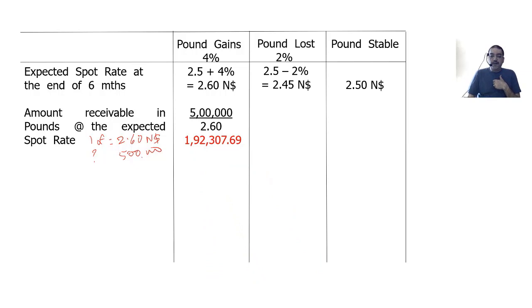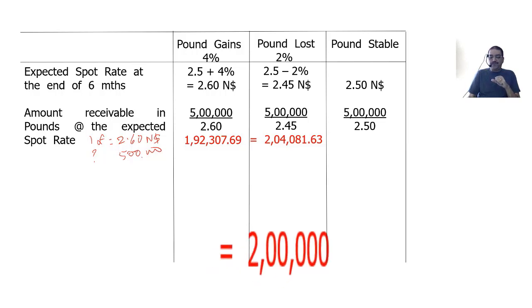So I will get 1,92,307.69. In the same way, in the second case, I will divide 5 lakhs by 2.45, and I'll get the amount as 2,04,081.63. And for the third one, I divide 5 lakhs by 2.5, and I'll get exactly 2 lakhs.